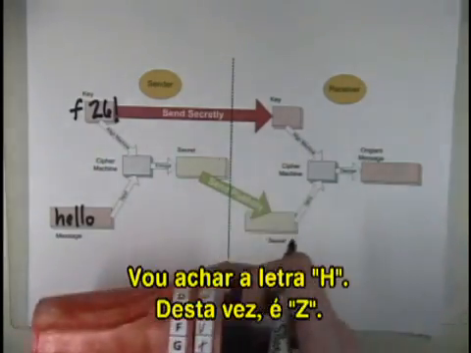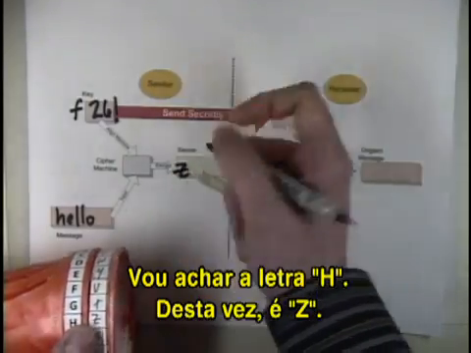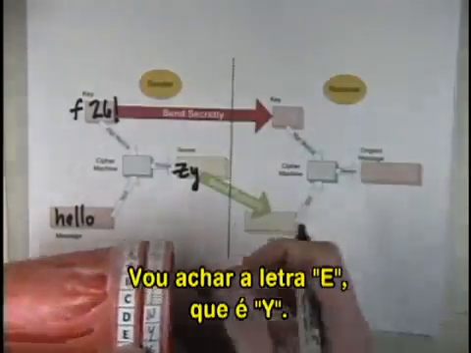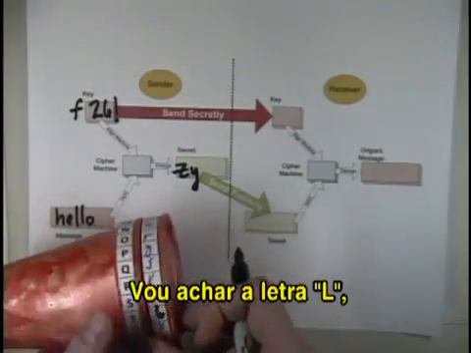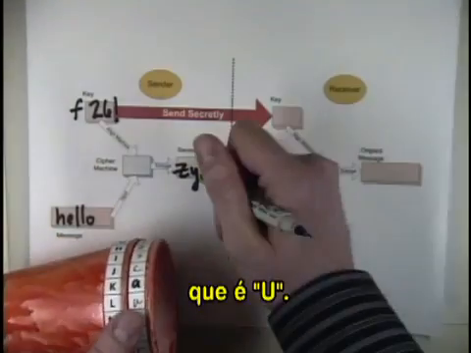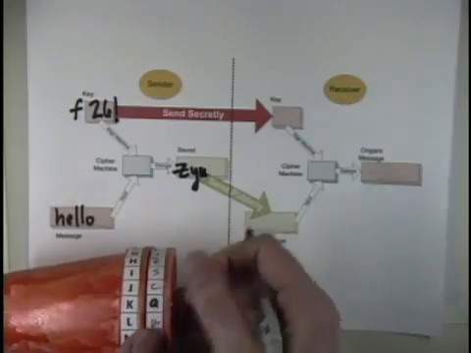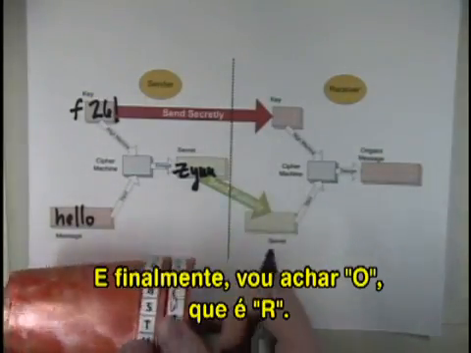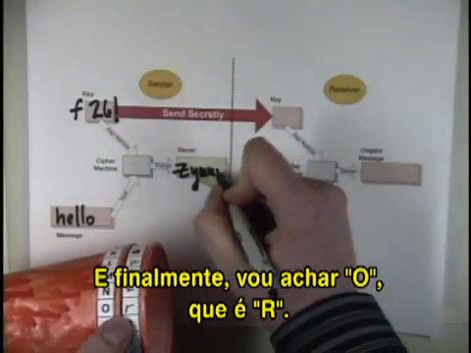It's no longer a Caesar cipher, but I can go through the same process. I'll find H, and this time it's Z. I'll find E, it's Y. I'll find L, which is U. L is U again. And finally, I'll find O, which is R.